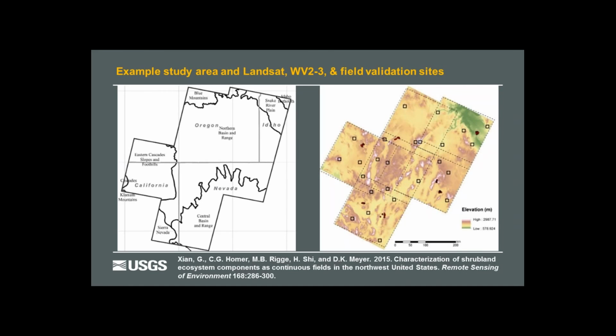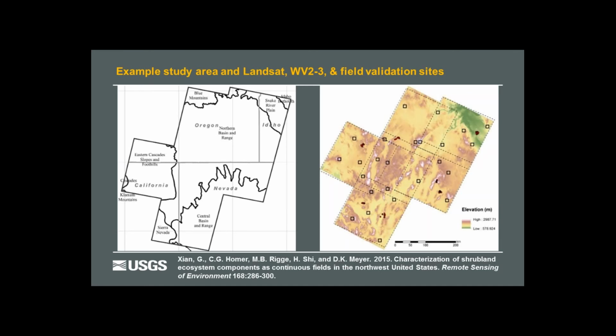They then develop, as I said earlier in that flow chart, they scale it up to 30 meters and make 30 meter predictions using Landsat data. This example I'm showing here is from a paper that they published in 2015 in Remote Sensing of Environment. You can see the citation at the bottom of the screen, and this is for a study area in the Great Basin. On the right-hand side, you can see the dashed lines represent the Landsat scenes that they used, and it shows a lot of overlap between these Landsat scenes.